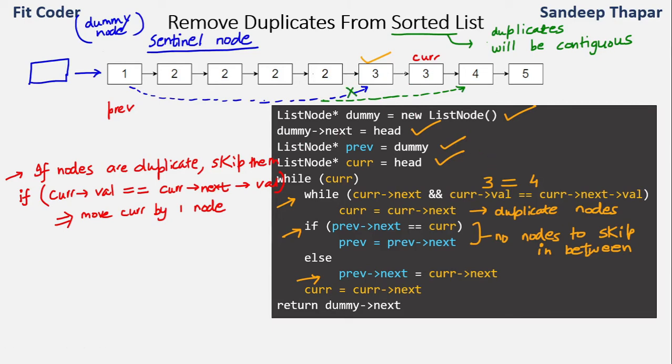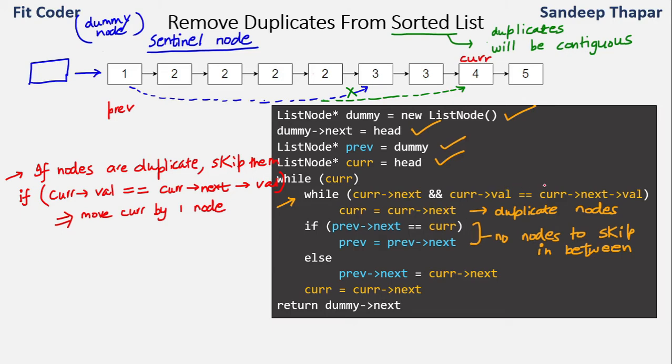Because these 2, 3 were duplicates, we have connected previous next to current next. So current next is pointing to 4. So here we have made the link from 1 to 4. And in the next step, we move current to current next. So current will come at 4.